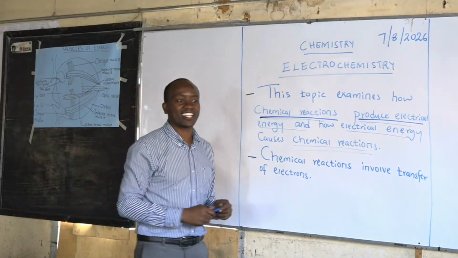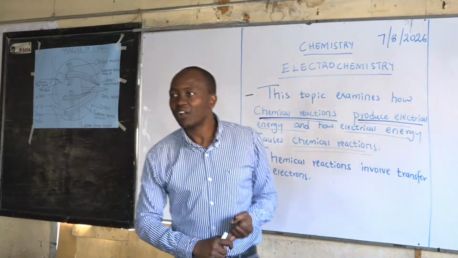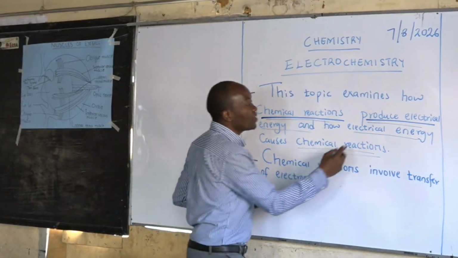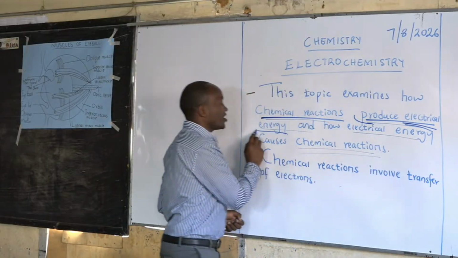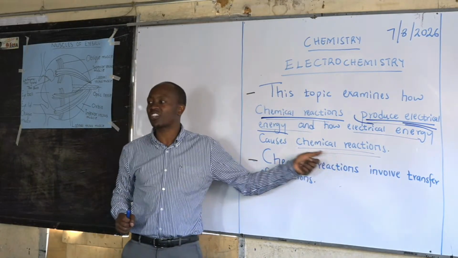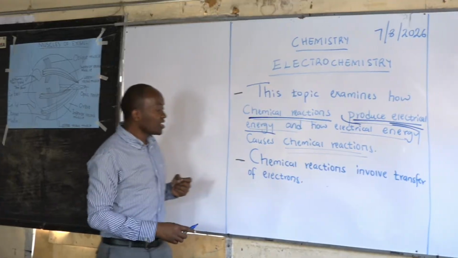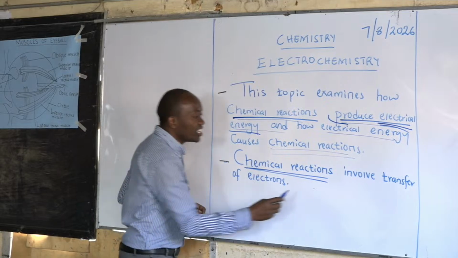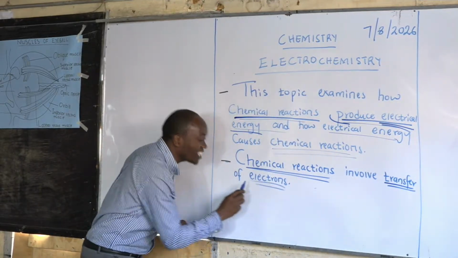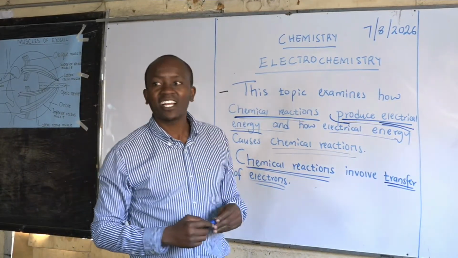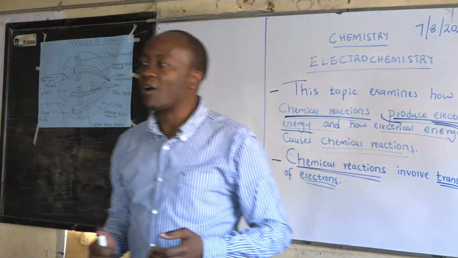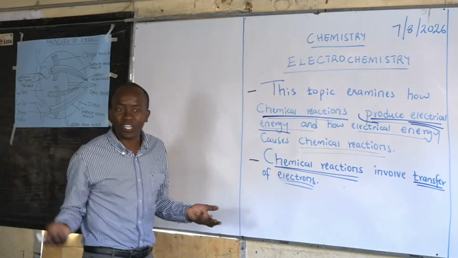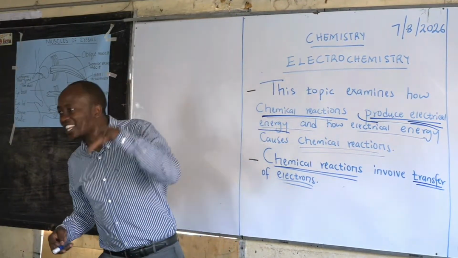Chemical reactions. Okay? So whenever a chemical reaction is taking place, we end up producing electrical energy, and this electrical energy causes chemical reactions. Now, whenever chemical reactions are taking place, it is all about transfer of electrons. Somebody tell us one characteristic of electrons, or where are electrons found? Where are electrons located? They are located in the energy level.